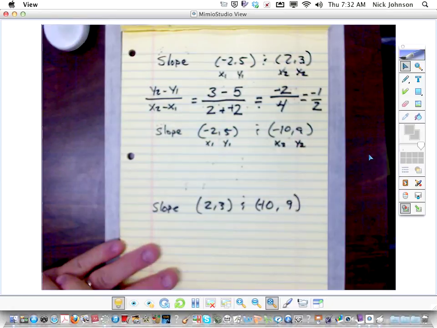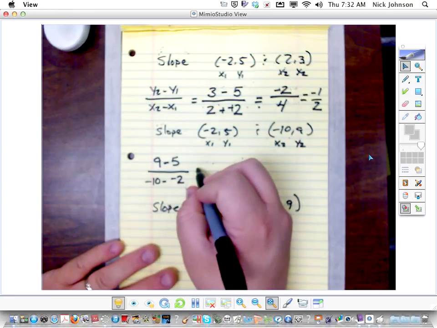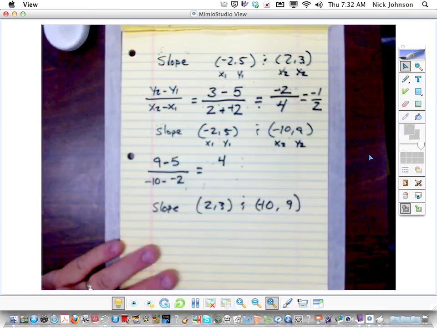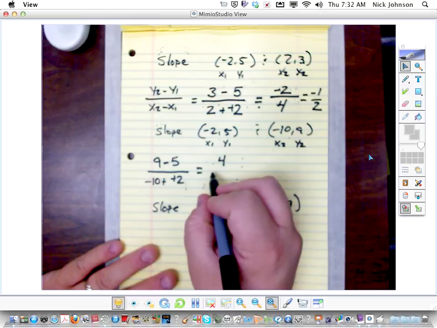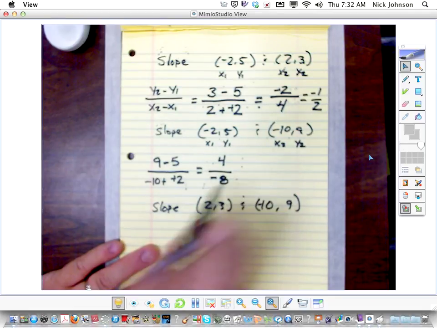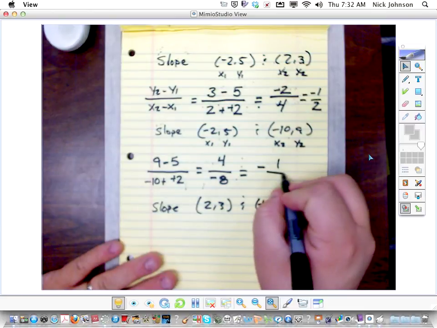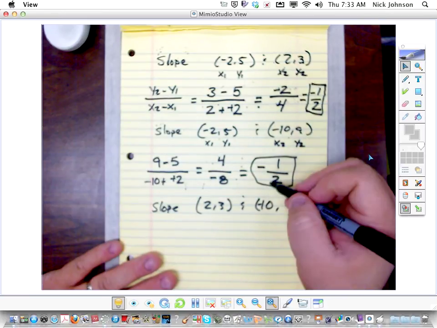Let's check out the slope of these 2 points. y2 is 9, minus y1 is 5, over x2 is a negative 10, minus a negative 2. 9 minus 5 is 4. A negative 10 minus a minus 2 becomes plus. So negative 10 plus 2 gives me a negative 8. Positive divided by a negative equals a negative number. 4 divided by 8 is 1 over 2.